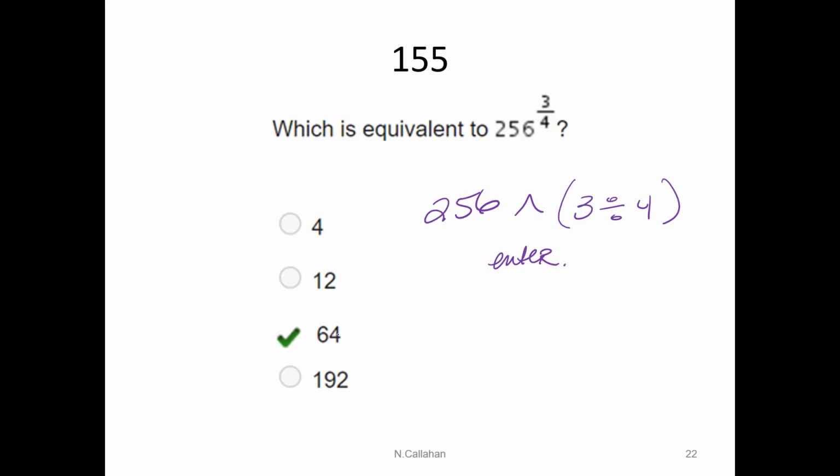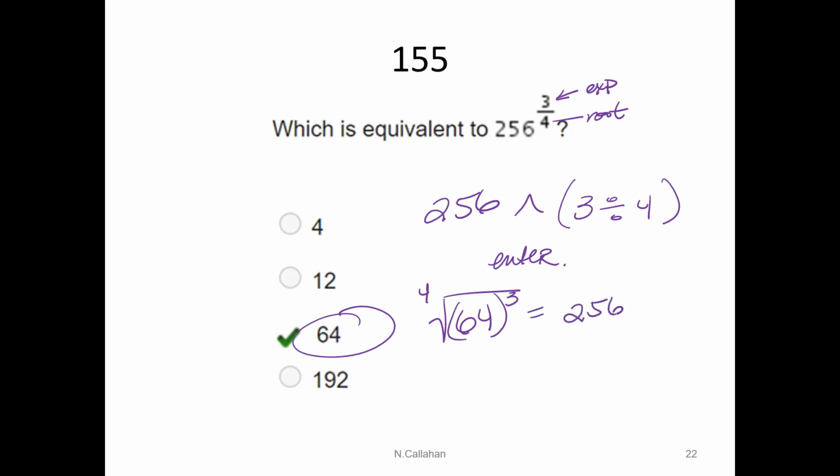And you should know that it's going to be 64, because if you do 64, remember this is your root to the 4th power. This is your exponent squared. It's going to give you 256. Or I'm sorry, I did it backward. 256 to the 3/4 equals 64. Check.